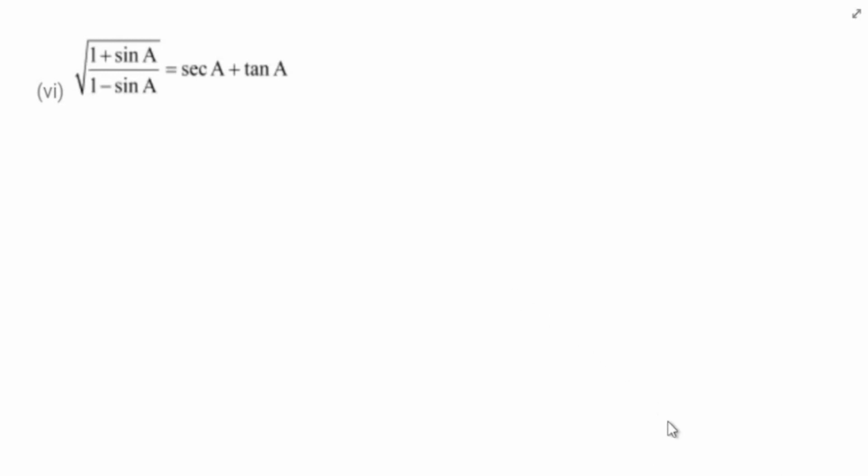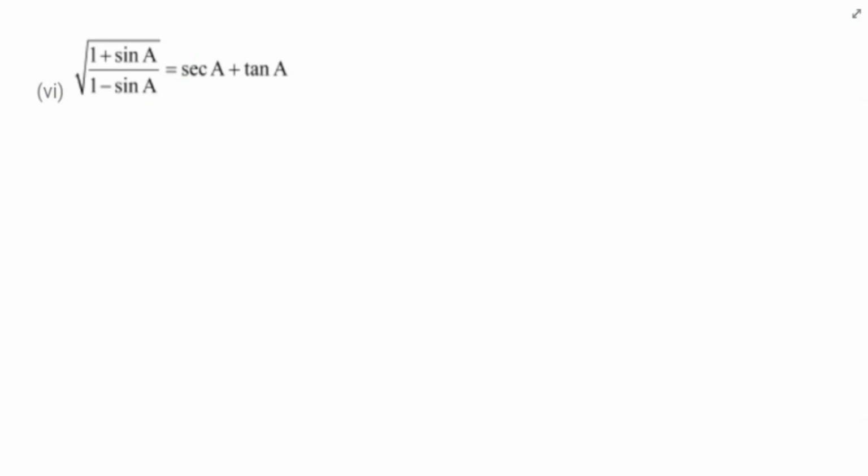Question number 6. Square root of (1 plus sin A divided by 1 minus sin A) equals secant A plus tan A. So on the LHS we have sin and on the RHS we have secant A and tan A. So our intention should be to eliminate this sin. In place of sin we should get secant and tan.